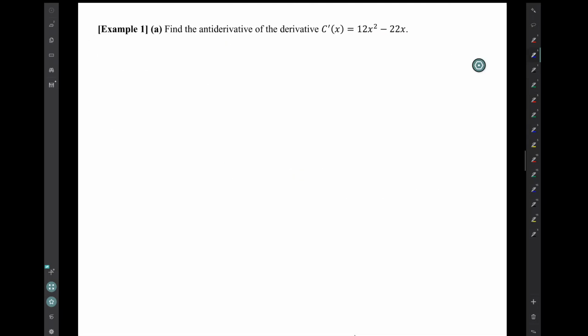Example 1, A says, find the antiderivative of the derivative c prime of x equals that function. Notice there's actually a mistake here. This should say find an antiderivative, or it should say find the general antiderivative. So again, you can say an antiderivative, or you can say the general antiderivative. We'll find the general antiderivative. We'll do that by integrating.